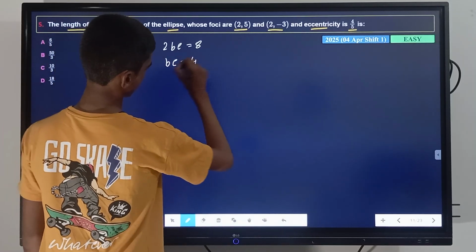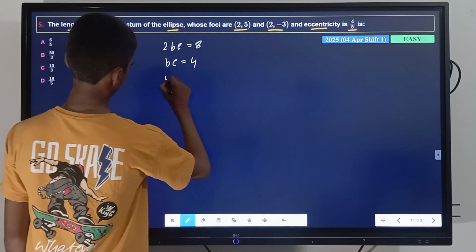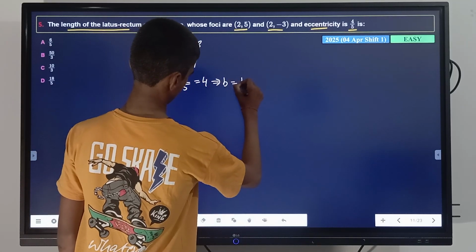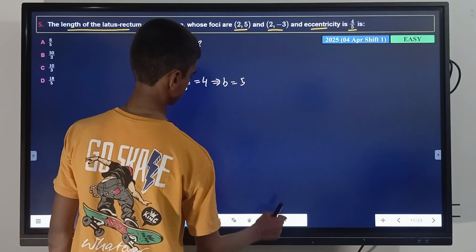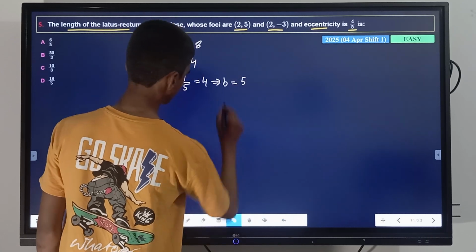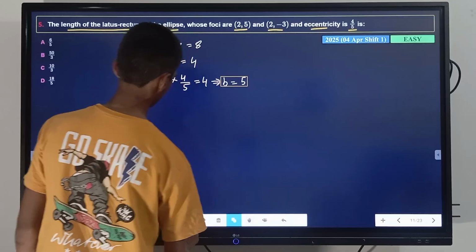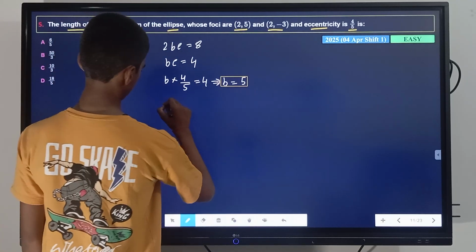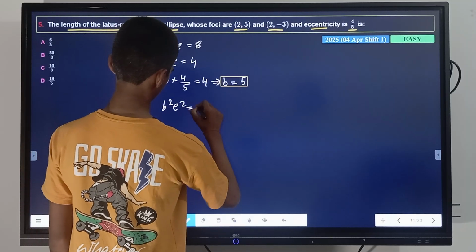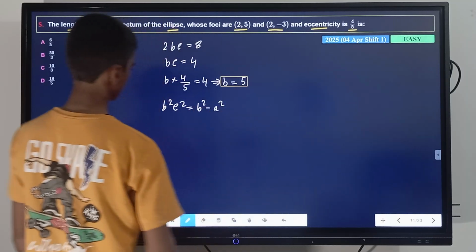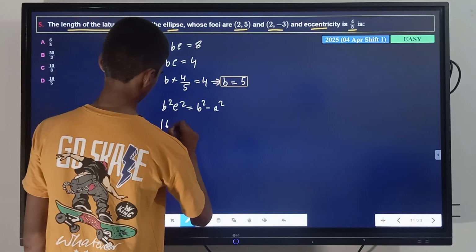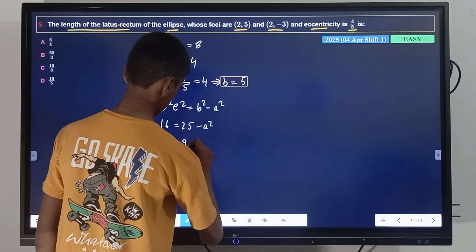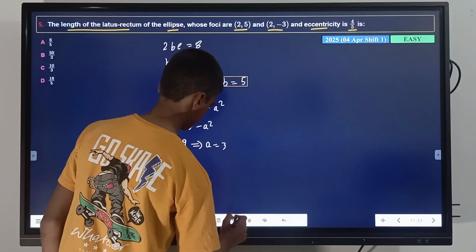So be is equal to 4, eccentricity 4 upon 5. From here b is equal to 5. And the formula for eccentricity: a square is equal to b square minus... b square is 25, e square 16 upon 25, so a square is equal to 9. From here a is equal to 3.